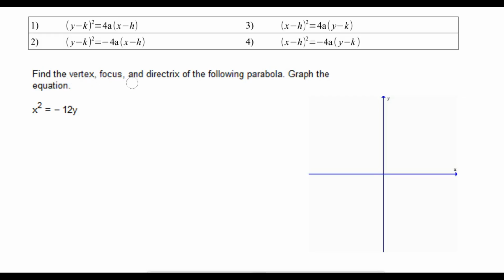Find the vertex, focus, and directrix of the following parabola. Graph the equation x squared equals negative 12y. Before we work on this question, I want to show you just a few features of parabolas.